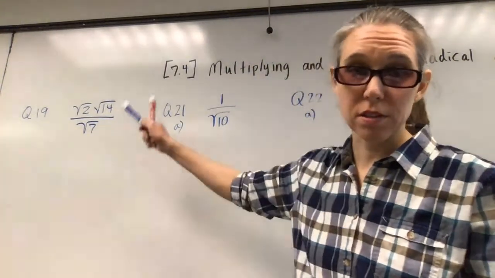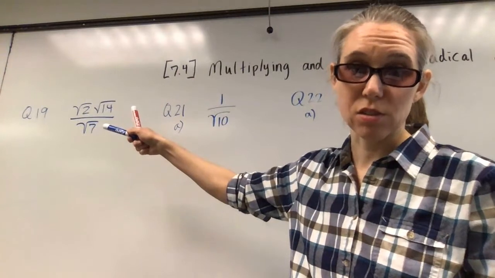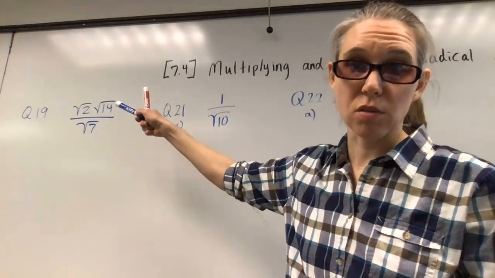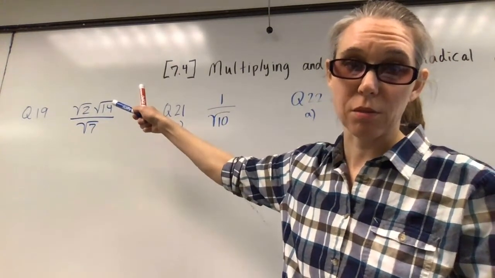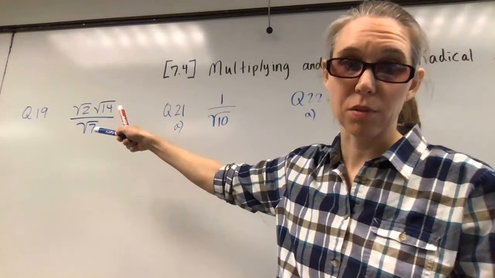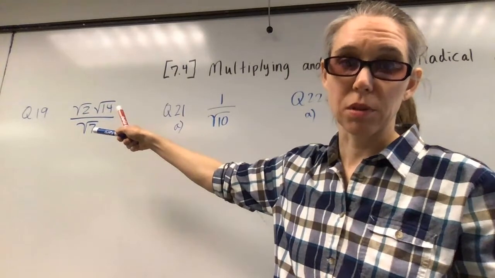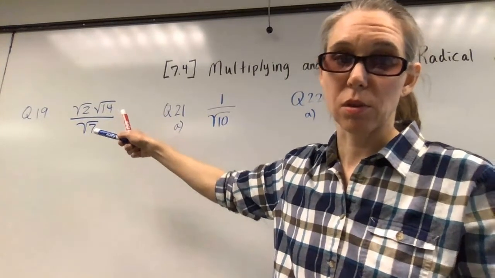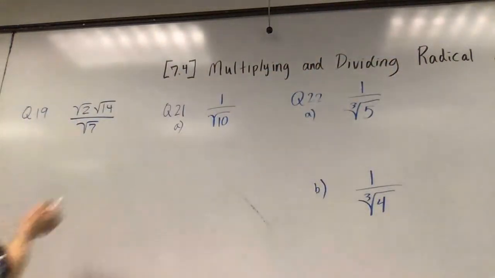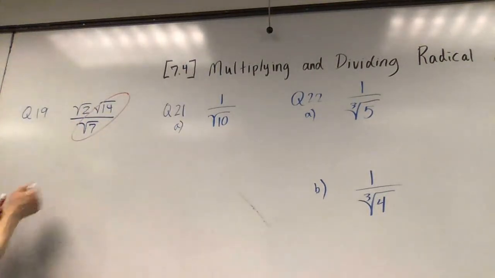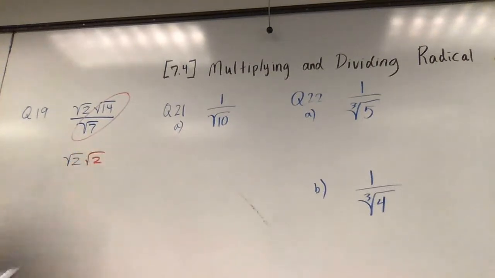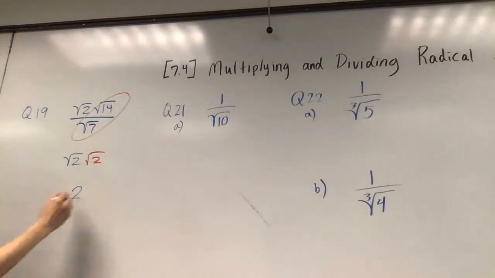Notice that 14 divided by 7 is 2. So using the quotient rule, we can actually combine the square root of 14 divided by the square root of 7. 14 over 7 is 2, so we could rewrite this as the square root of 2 times the square root of 2. So these combine. And now you have the square root of 2 times the square root of 2, which is of course 2.